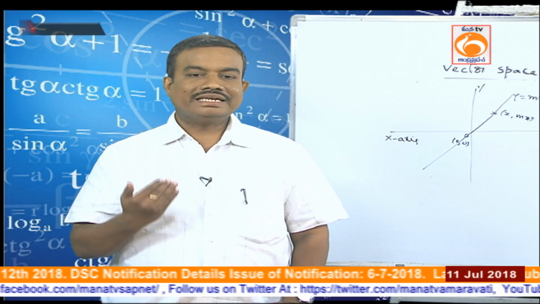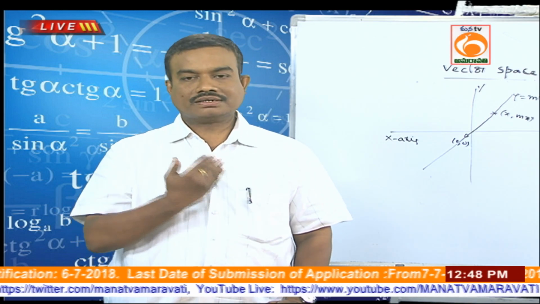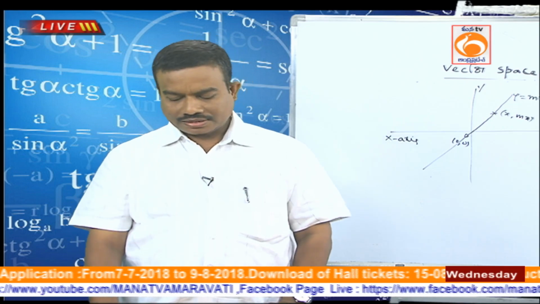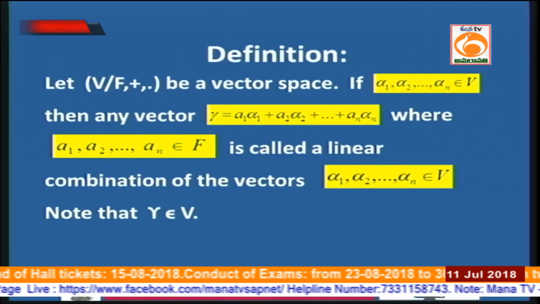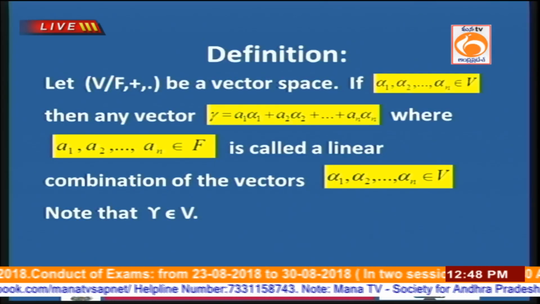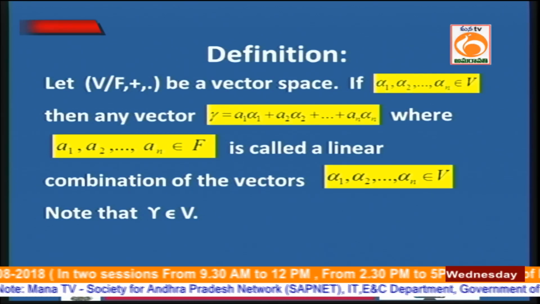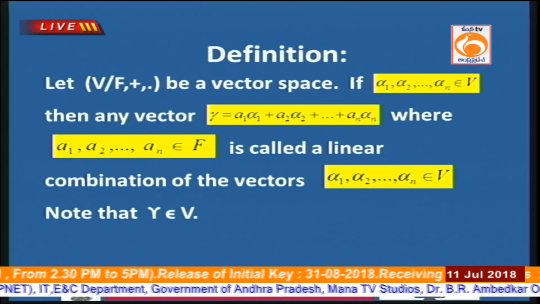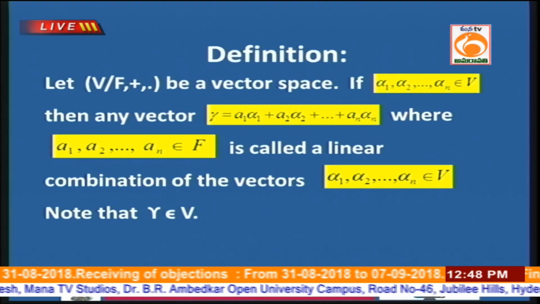Next topic is linear combination of vectors. Having studied vector spaces and subspaces and so many examples, let us look at what a linear combination of vectors is. Simply take a vector space V over F and consider alpha 1, alpha 2, up to alpha n belonging to V. So, I am taking n vectors in V.